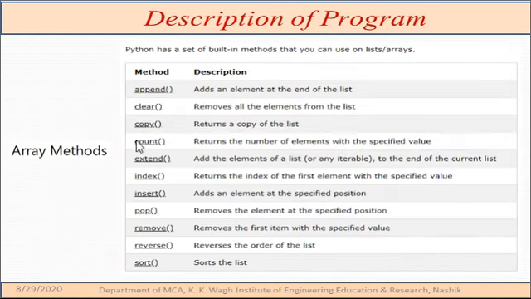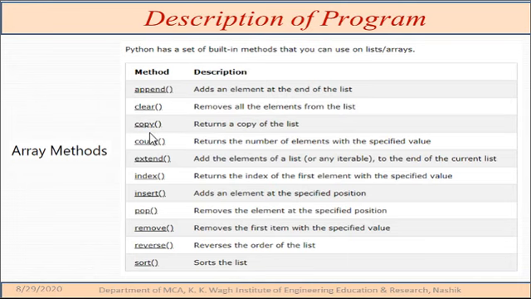For that, first we should know what array methods are supported in Python. You should know these methods. These are the built-in array methods in Python. As I said, append is used for adding elements, and clear is used to remove all the elements from the array. Please note this. When you want to remove all elements, you can use clear.